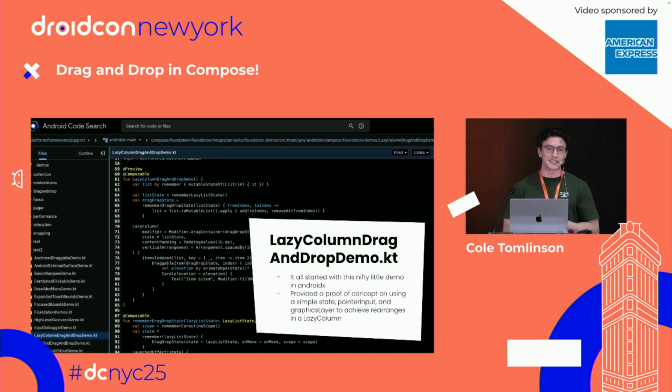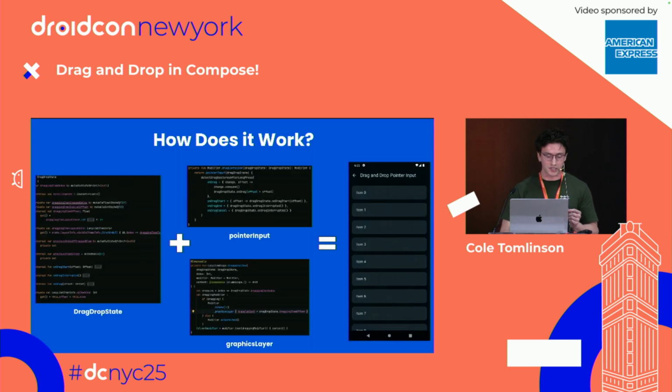It didn't give me exactly everything I needed out of the box to get checklist and check item rearrange done, but it gave me that primitive of, hey, here are some items, here's how you rearrange them in a lazy column. And I call this one the pointer input method because that is the modifier it uses to recognize gestures. So how's it work? It's got three main components. I'll expand upon these further in the coming slides.